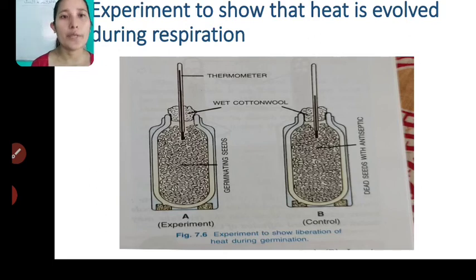But in case of B, since no respiration is being carried out, because dead beans are present, slight or no rise in the level of mercury in the thermometer can be seen. So this proves that during respiration heat is evolved.